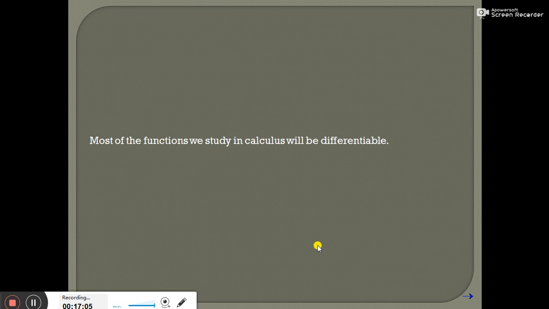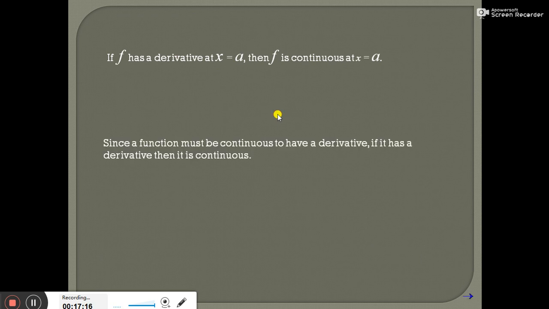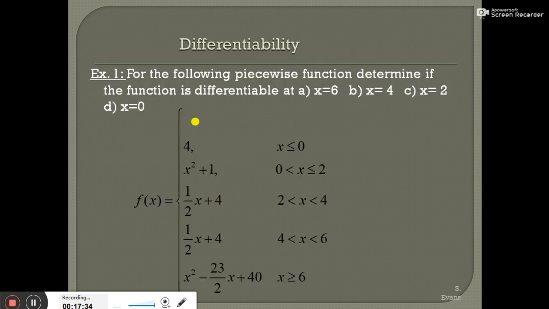Most of the functions we study in calculus will be differentiable. If f has a derivative at x equal to a, then f is continuous at x equal to a. For a function to have a derivative, it must be continuous. If it has a derivative, then it is continuous. That means continuity does not imply differentiability, but differentiability implies continuity.